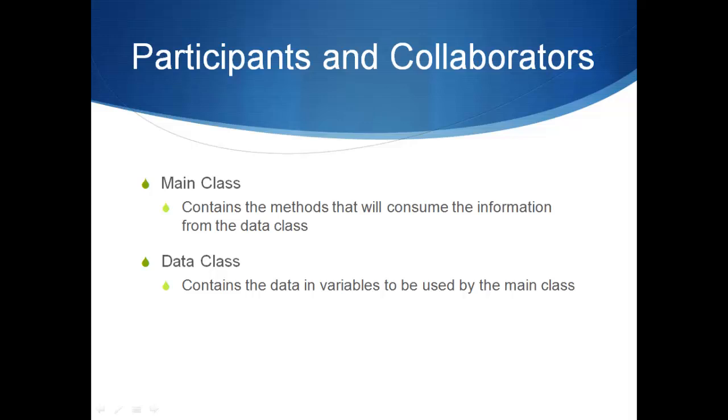So as I mentioned, we're going to have two different classes. The main class, which contains the methods, is going to consume the information from the data class, and then the data class is only going to contain the data and the variables to be used by the main class. It's important here that methods and other things don't start muddying up the data class. It really is supposed to just encapsulate the data, and then you're going to keep the logic in the main class.